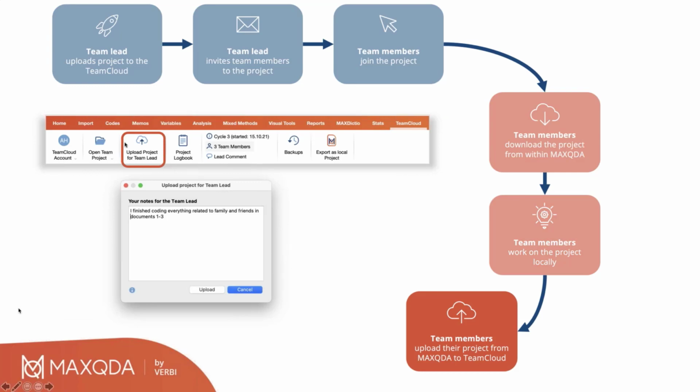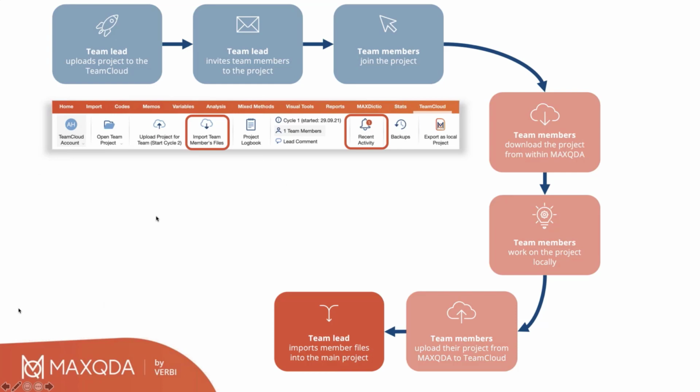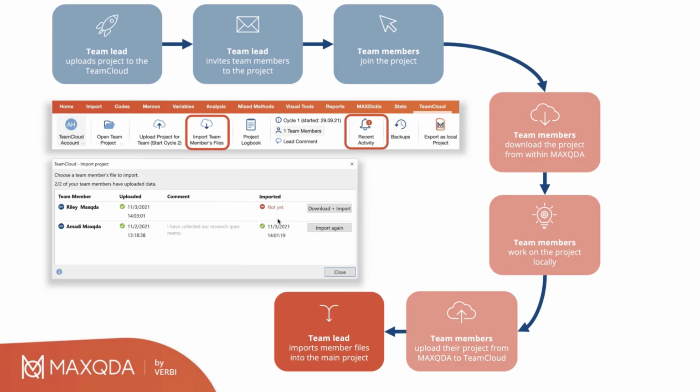And then when you were done with your task, you would upload the project back to TeamCloud for the team lead. You would provide some notes about what you did. The team lead would then get a notification in email and in MAXQDA that there are team member files for you to download to the main project file.